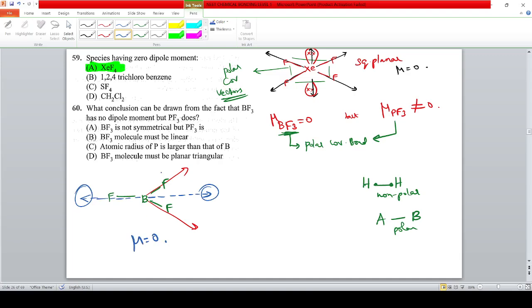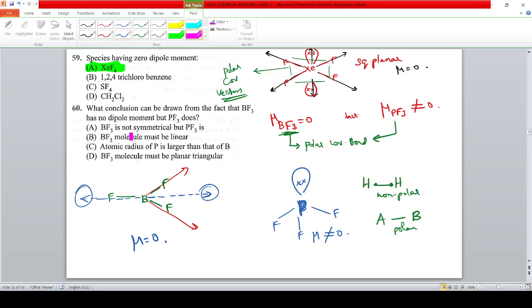Whereas in PF3, phosphorus is having 5 valence electrons. 1, 2, third, fourth, fifth valence electron. So here there will be a very low value, that is it is not equal to 0, but there will be a very minimum value, but it will not be equal to 0.